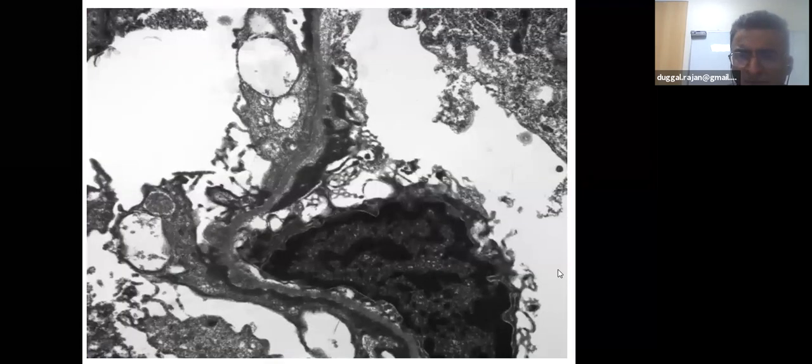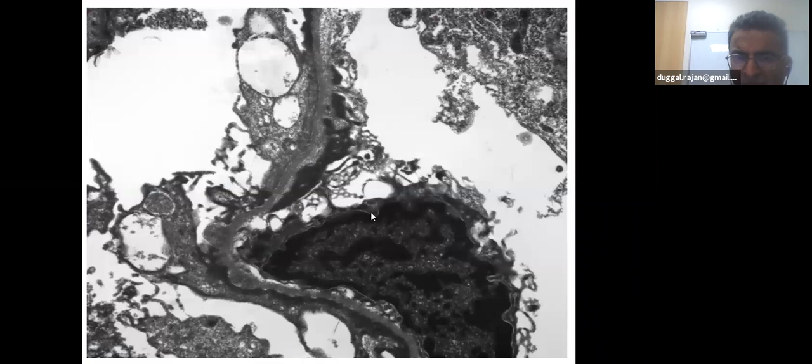And electron microscopy showed that, so this is an endothelial cell. This is the inside part of the capillary loop, so there is an endothelial cell. And this outside is the urinary space. So in this, you can see the cytoplasmic vacuolization. That means there is proteinuria which is going on. But where are the foot processes? They are gone. So there is complete or diffuse foot process effacement.